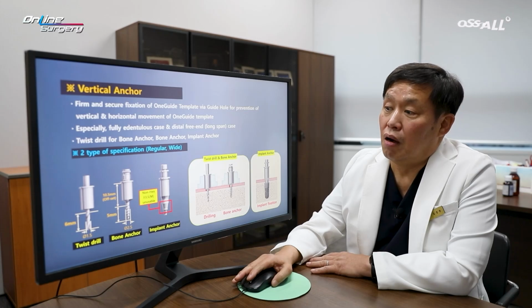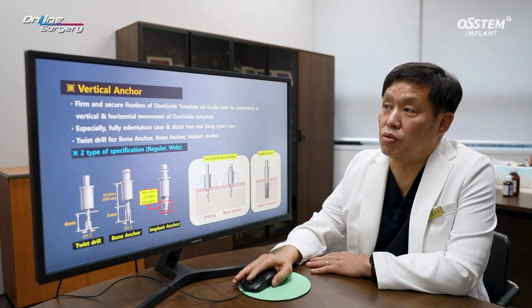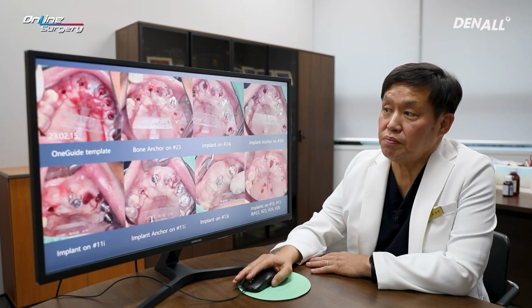As mentioned earlier, this is a fairly long span case and it's connected to the posterior zone. As we use the OneGuide template, please take note of how vertical anchors were used. On the bone twist, a drill was used prior to using the bone anchor. Once implants are placed, implant anchors can be used as vertical anchors to fixate the OneGuide template accurately. The key is making sure that the implants do not slip in the anterior zone.